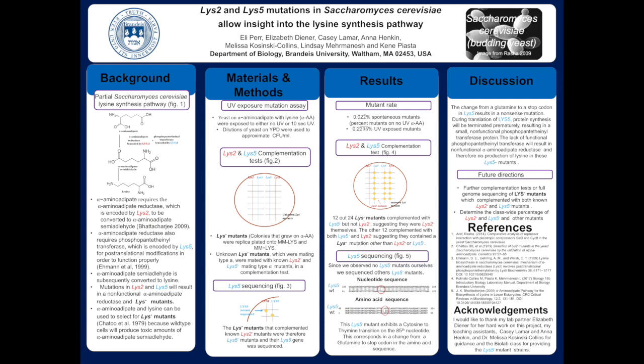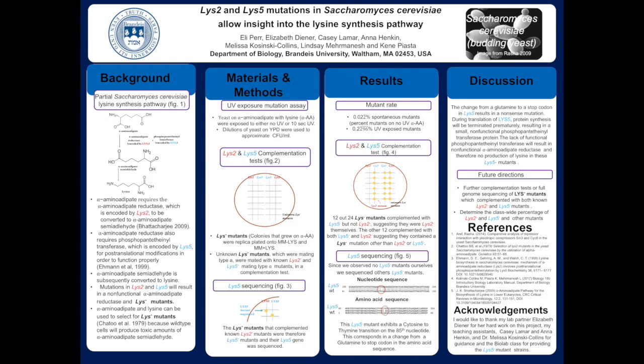Importantly, alpha aminoadipate and lysine plates, alpha AA, can be used to select for lys mutants. This is because wild-type cells that grow on these plates with large amounts of alpha aminoadipate will produce toxic amounts of alpha aminoadipate semialdehyde. However, lys mutants that lack a functional alpha aminoadipate reductase will not be able to convert the alpha aminoadipate to alpha aminoadipate semialdehyde, and so they'll be able to grow on these plates.